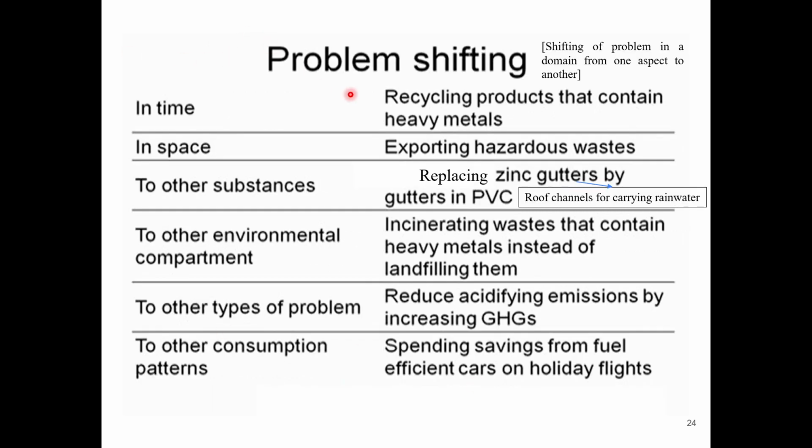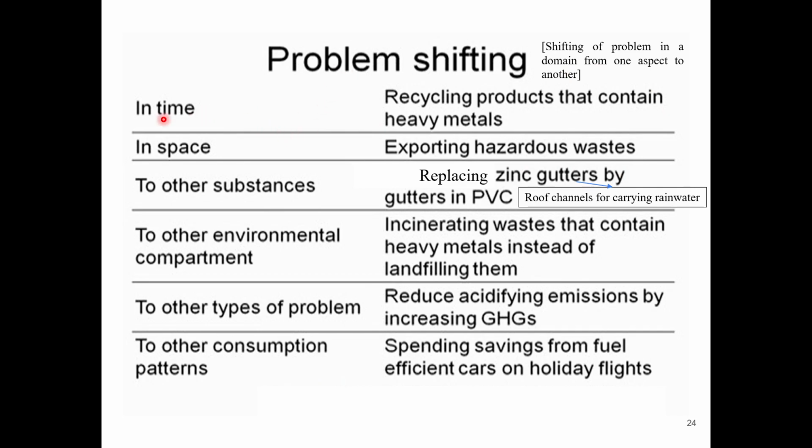Now, one of the main drawbacks of LCA is problem shifting. Problem shifting is basically the shifting of a problem in a domain from one aspect to another. Initially there was a separate problem. Now we have solved that problem, but in a way we have also created a new problem. So how is that happening?